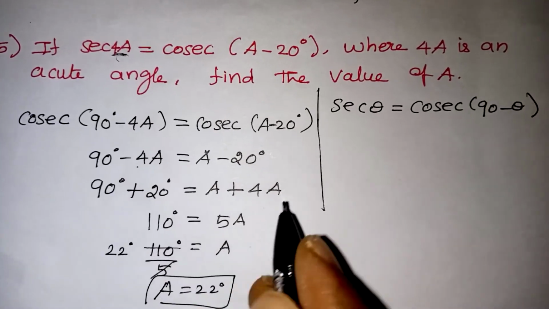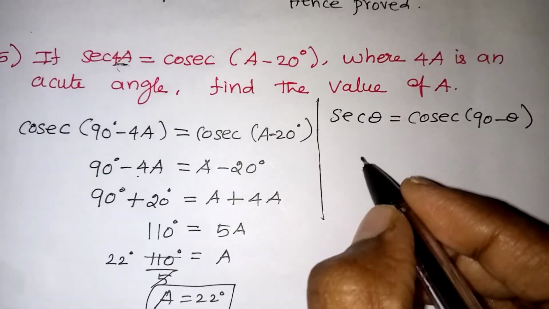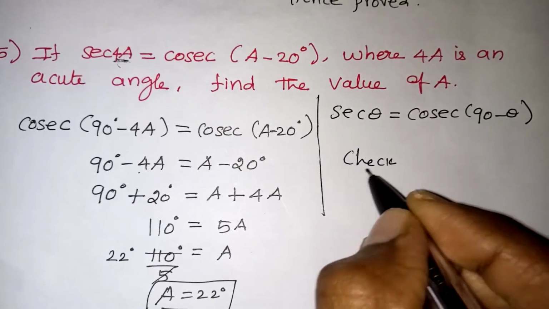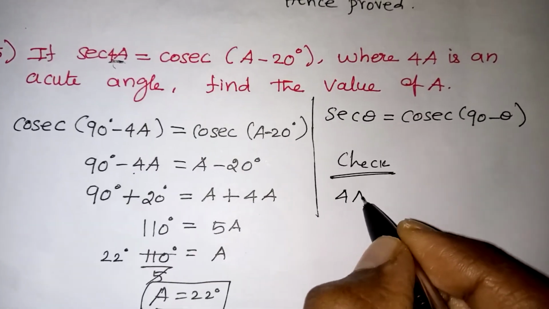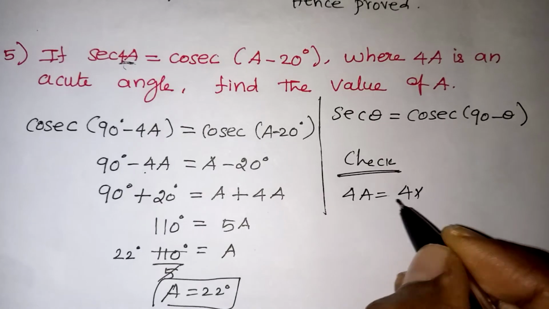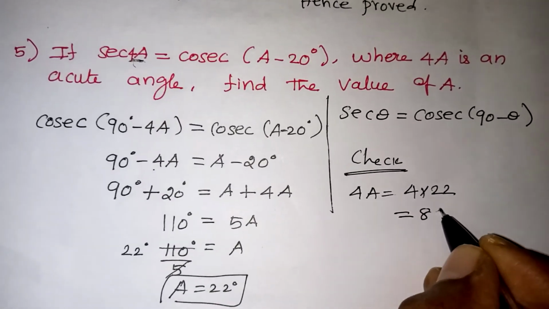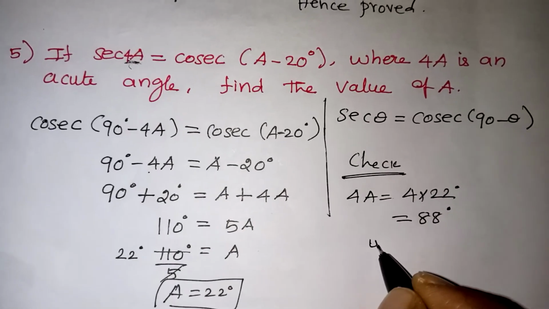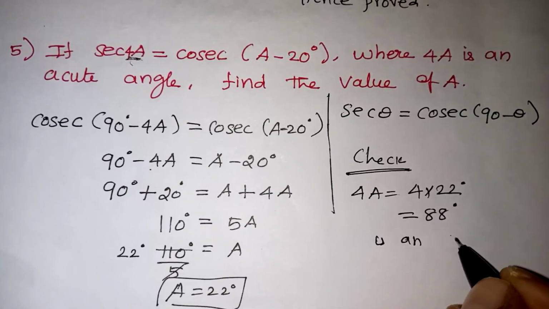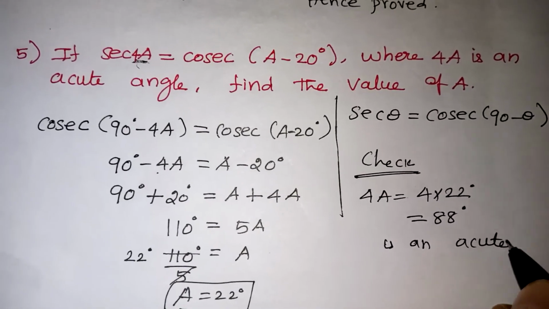Here also they asked you to check whether 4a is an acute angle. So let us check it here. 4a should be an acute angle. 4a is equal to 4 into the a value. The a value is 22. So 4 into 22 will give you 88 degrees. So 88 is an acute angle because it is less than 90 degrees. So our proof is true.